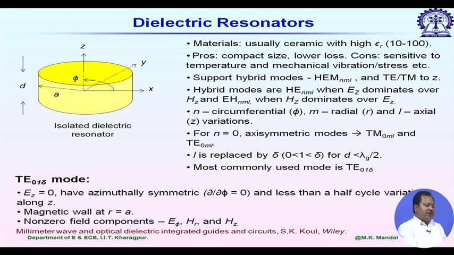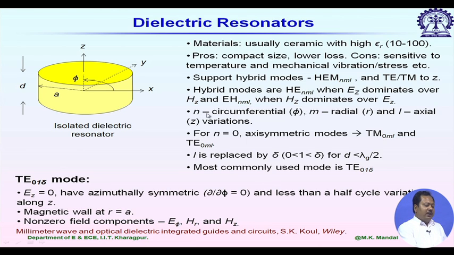Now, since we have a dielectric air boundary, we will be having hybrid modes. So, typically it supports hybrid mode HEM suffix NML. NML is the mode number, and if you recall image guide, almost similar analysis we can follow here. In addition to HEM NML, we have TE or TM to Z, so almost transverse electric or transverse magnetic with respect to Z axis. It also supports hybrid modes HE when EZ dominates over HZ, and EH when HZ dominates over EZ.